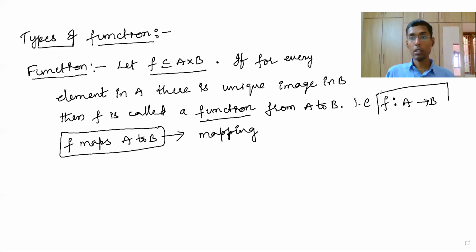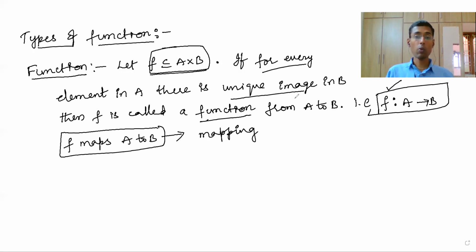So we represent it like this. f is a relation from A to B, we represent like this. f is a function from A to B, mathematically we represent like this. So now what is the condition? For a relation to be a function, for every element in A you have to check that there is a unique image. Unique image means one and only one image, we have to check.